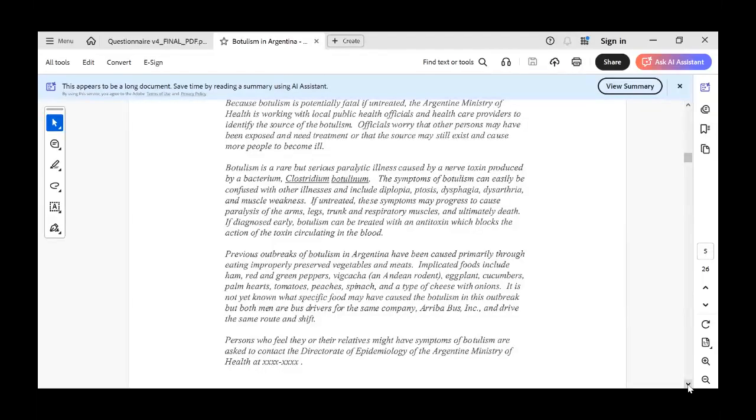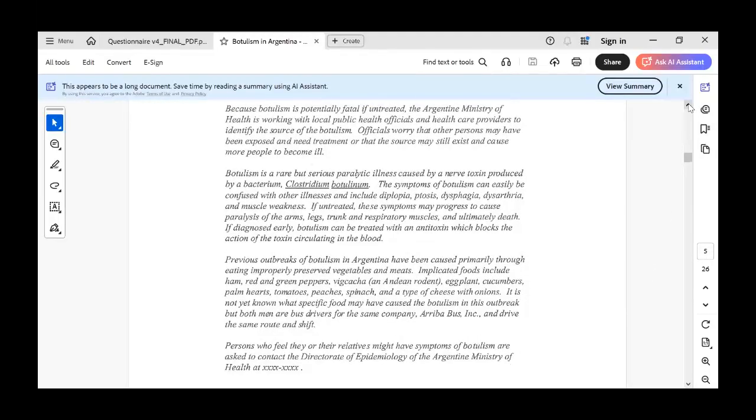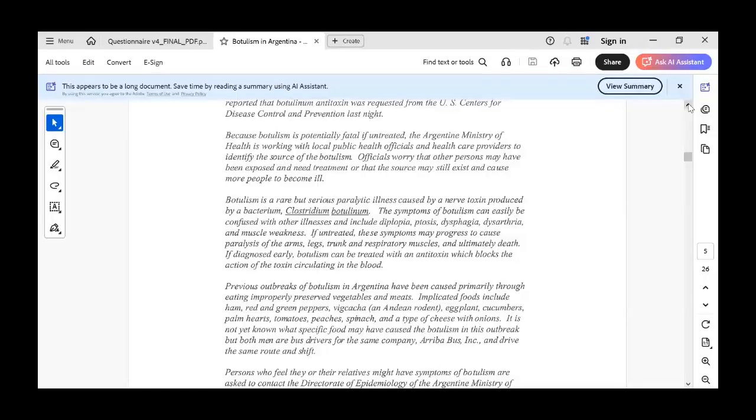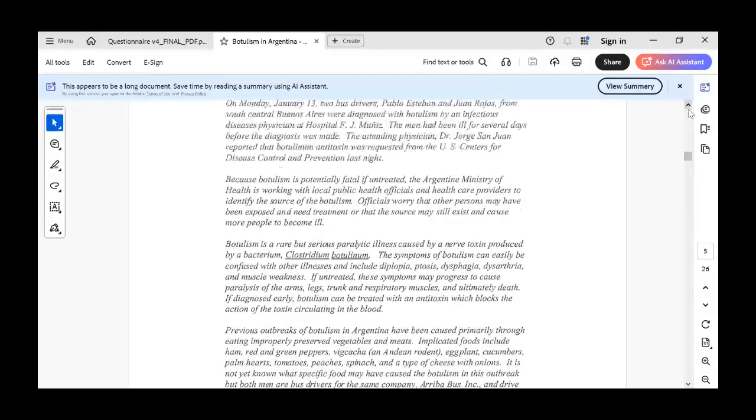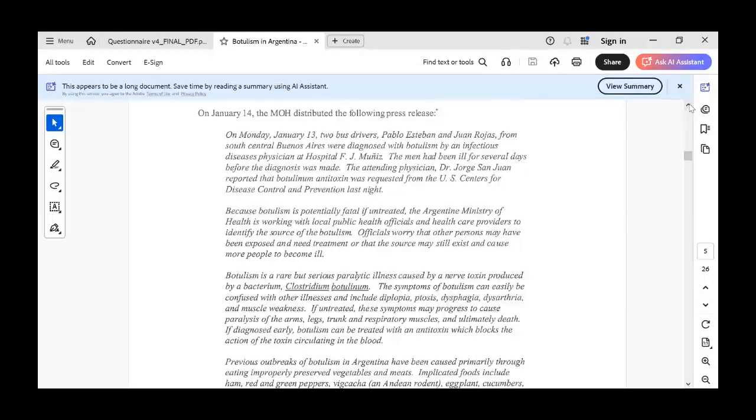So the question is, critique the press release. How might the press release impact the outbreak investigation? What do you think about this press release? They gave the gentlemen's names. Right. So of course, that's a big no-no.